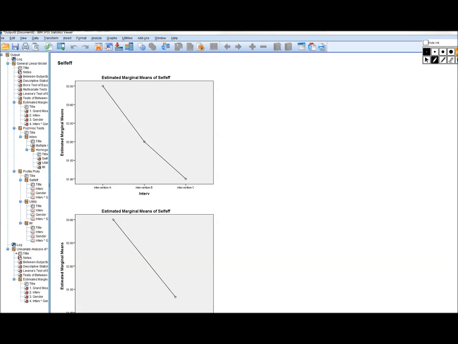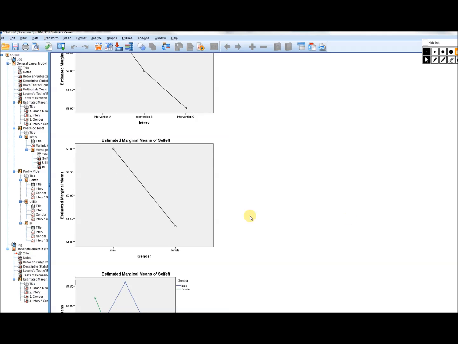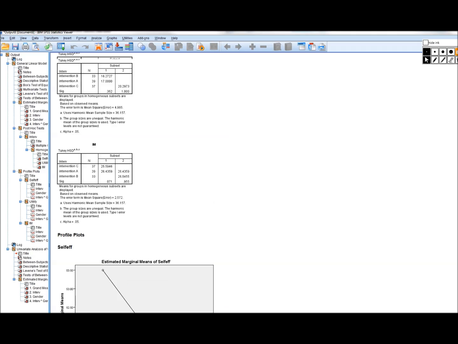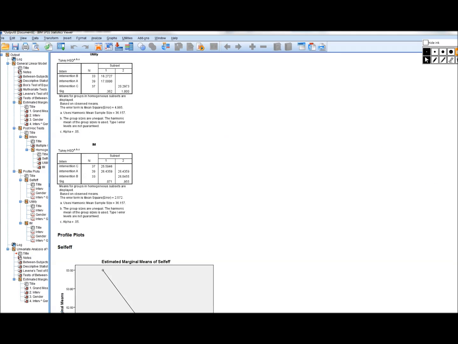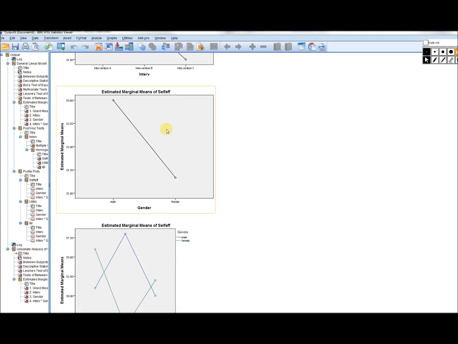In terms of looking at the mean comparisons, looking at the effect of gender, you can see males versus females. If we go back and look at the univariate ANOVA table, we saw that there were significant gender differences across each of the dependent variables. So this is just a plot of the means on self-efficacy.